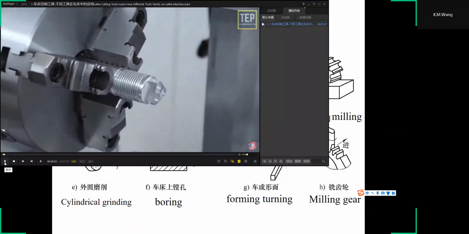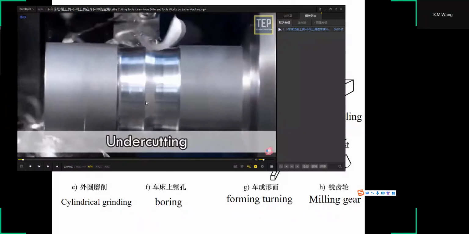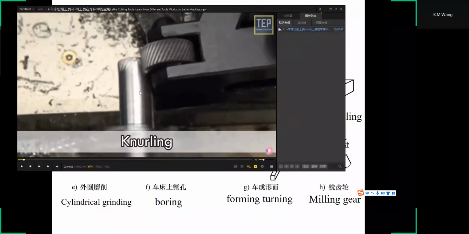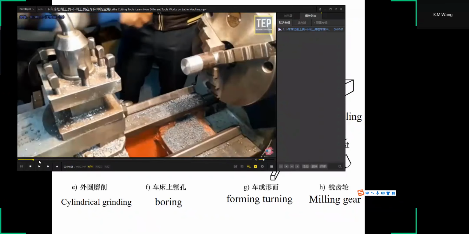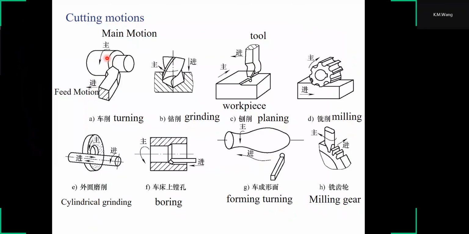It rotates the workpiece about an axis of rotation to perform various operations. Can you see this video? Yes, teacher, we watch. This is the workpiece. This is the tool. We can see the undercutting. The workpiece is rotating at very high speed. Drilling in a lathe machine. Rough turning tool. So this is the main motion and this is the feed motion. Do you understand?